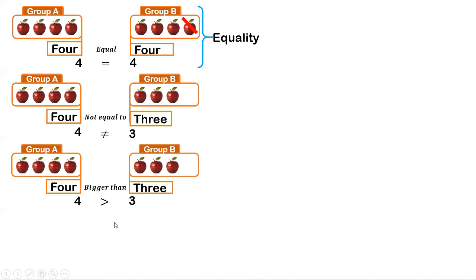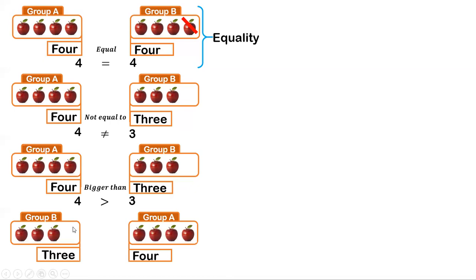Okay, now when we switch the groups so that we begin with group B and later we have group A, we can say that the number of apples in group B is smaller than the number of apples in group A. Okay, because 3 is smaller than 4. So when we use symbols, we can show it like this. 3 is smaller than 4. Now, the whole of this is what we call inequality. So inequality means that the two sides are not equal.